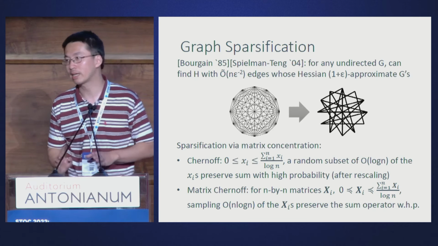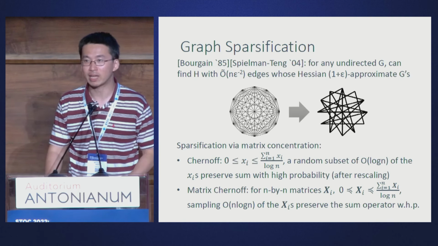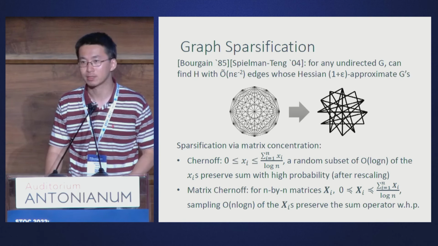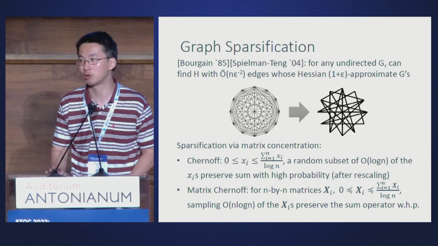Let me quickly sketch how I like to think about graph sparsification. I think of it as the multivariate version of the Chernoff bound. So what does the Chernoff bound say? It says that if I have a bunch of positive numbers, each of which is less than, say, order log n of the sum, a random half of them gets me roughly close to half the sum. Graph sparsification is the multi-dimensional version of this. There's what's called matrix Chernoff.